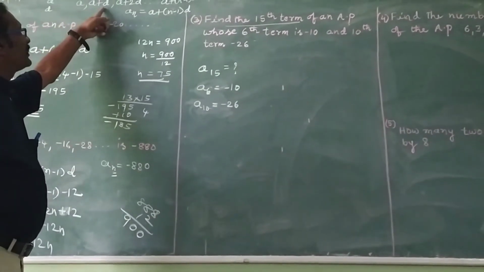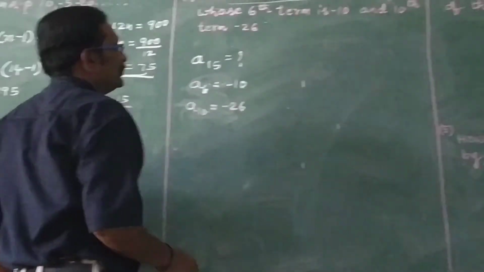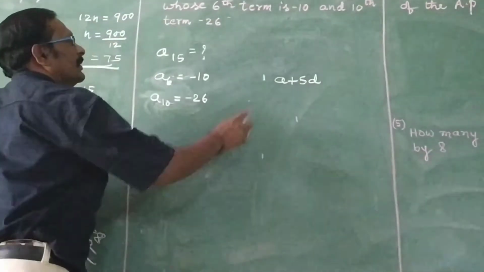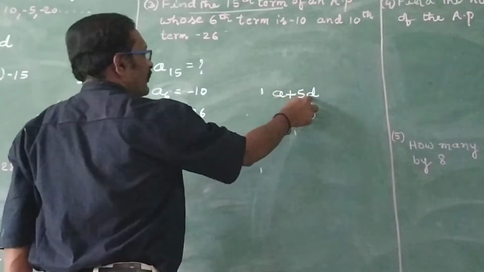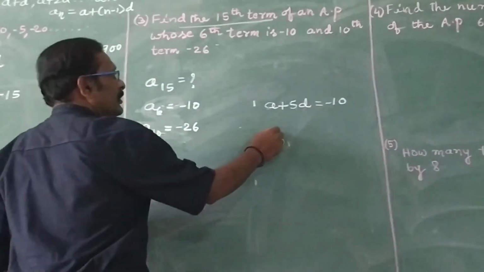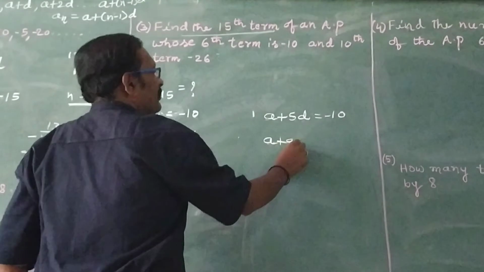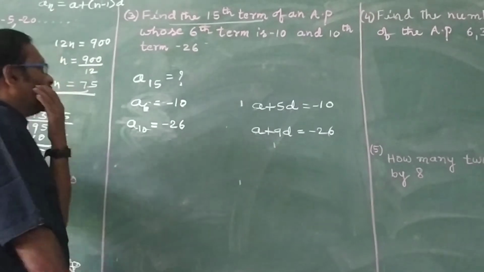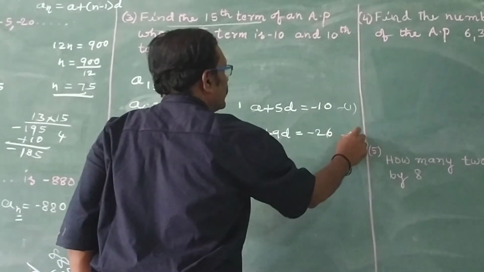First term is a, second term is a plus d, third term is a plus 2d, like that. The sixth term will be a plus 5d. The nth term is a plus (n minus 1) into d, so that is a plus 5d, which is equal to minus 10. A10 will be a plus 9d, and a plus 9d is equal to minus 26. You write, let it be equation 1, and let it be equation 2.